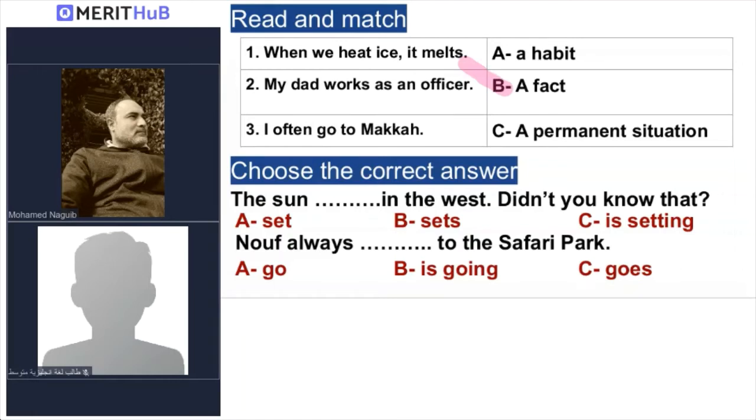Thank you. Now let's move to number two. Keep in your mind that facts or scientific facts are something we all know according to science. What about number two? My dad works as an officer. So think of the verb. The verb is works. Yeah, that's a permanent situation.